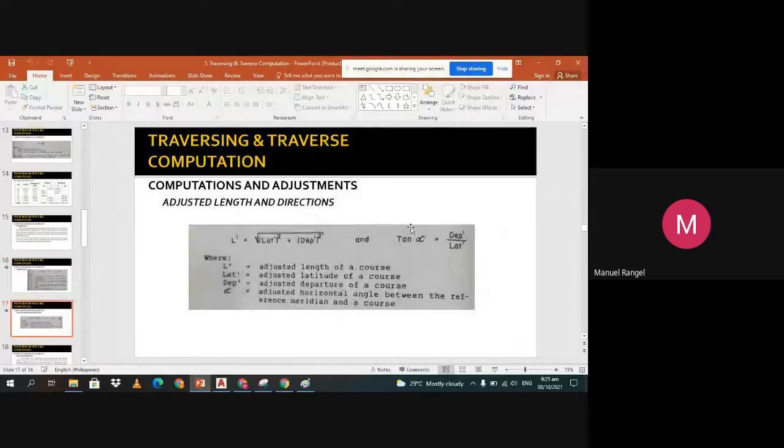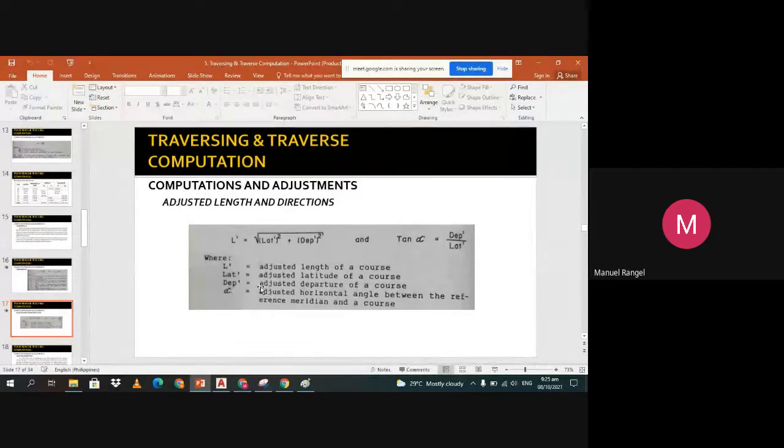And for the adjusted length and directions, using the Pythagorean theorem, L prime is equal to the square root of the square of the latitude prime plus the square of the departure prime. Para makuha nato ang adjusted length of a course. So lat prime is the adjusted latitude of a course and dep prime is the adjusted departure of a course. And then tangent alpha, angle alpha, is the adjusted horizontal angle between the reference meridian and a course. So that is the ratio of the adjusted latitude and the adjusted departure of a course or a distance.